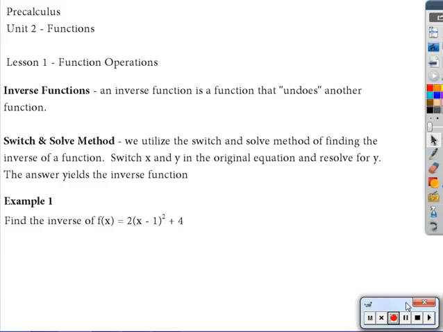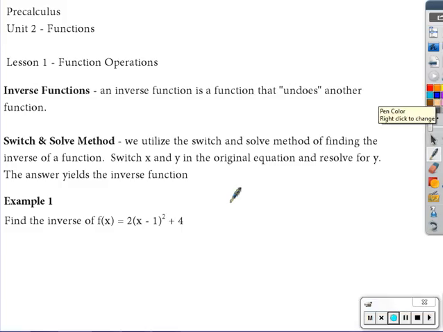We particularly use the switch and solve method of finding the inverse of a function. We switch x and y in the original equation, and resolve for y. The answer yields the inverse function. We're going to go through a couple of example problems here just as a review.